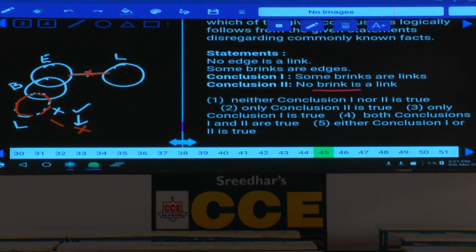After making the previous negative conclusion false, then we need to check out the affirmative conclusion which was false in the basic diagram, isn't it? Now what is the affirmative conclusion here? Some brinks are links has become false in the basic diagram. Now we need to check out in the alternate diagram whether that some brinks are links is true or not. It is definitely true. Then what is your answer? When the first one is false, second is true. When the second is false, first is true. Hence between these two, either the first one is true or the second is true, either 1 or 2. Either 1 or 2, choice 5 is the answer. Done with this? Hence question number 80, choice 5.